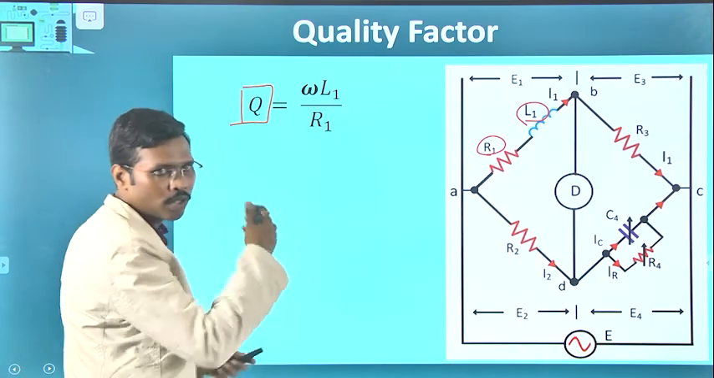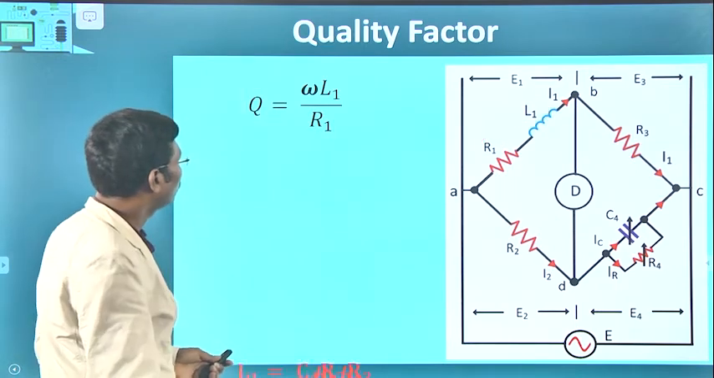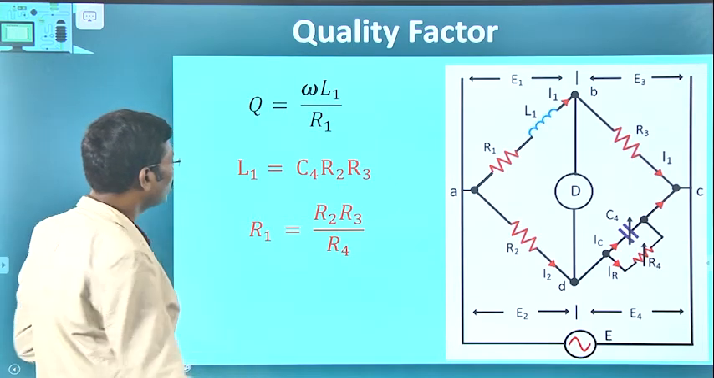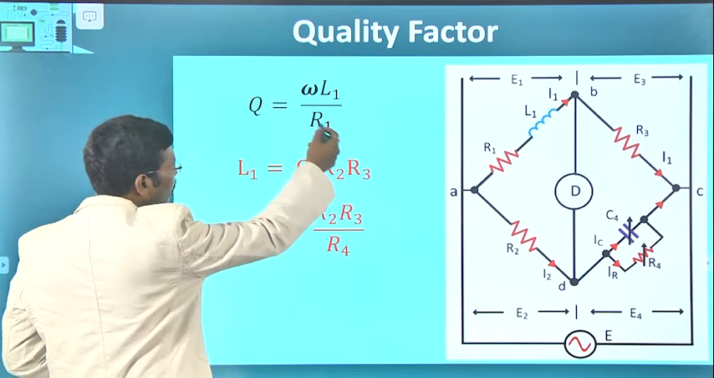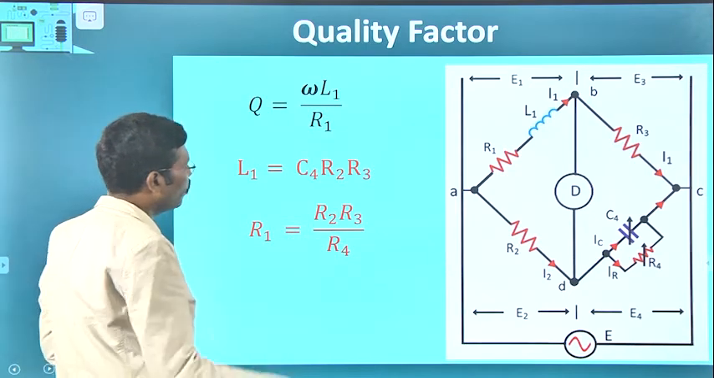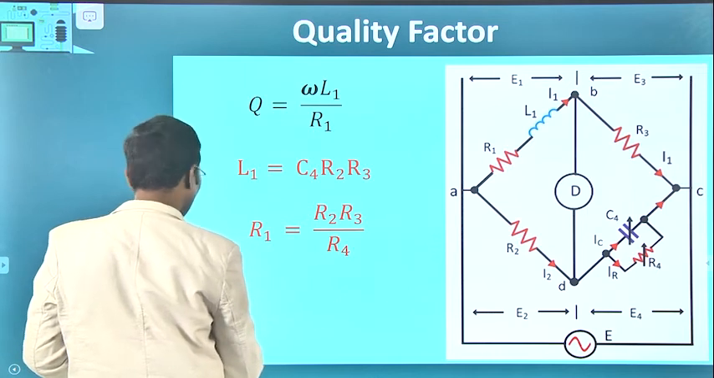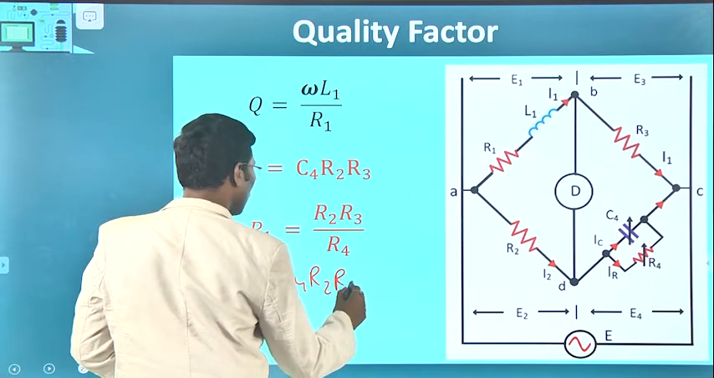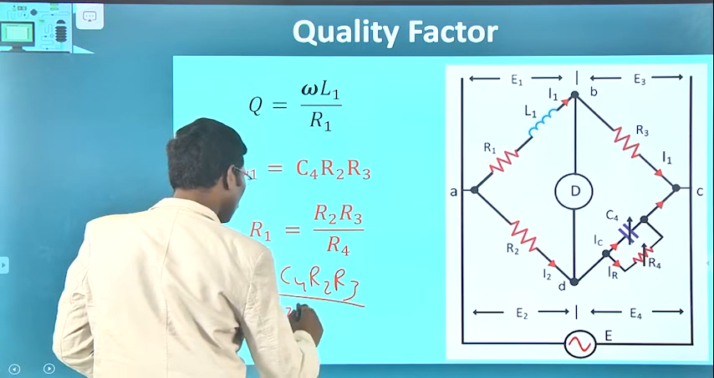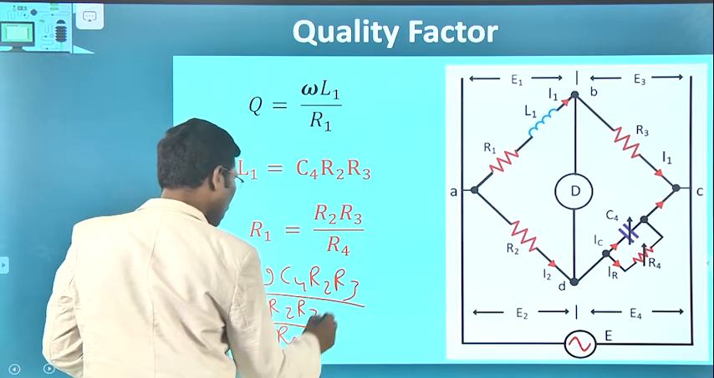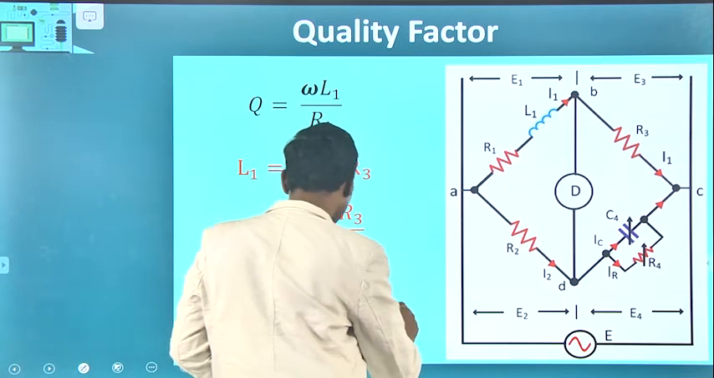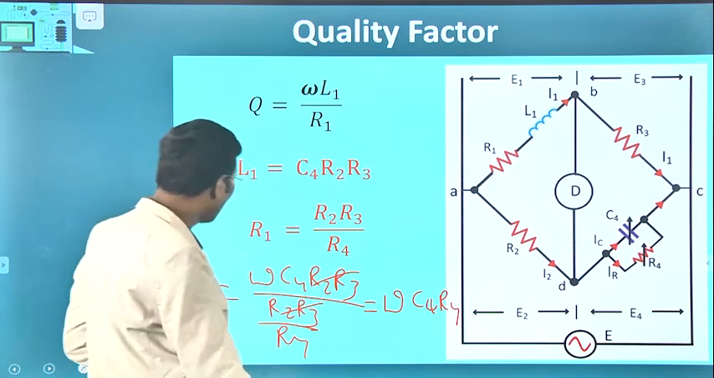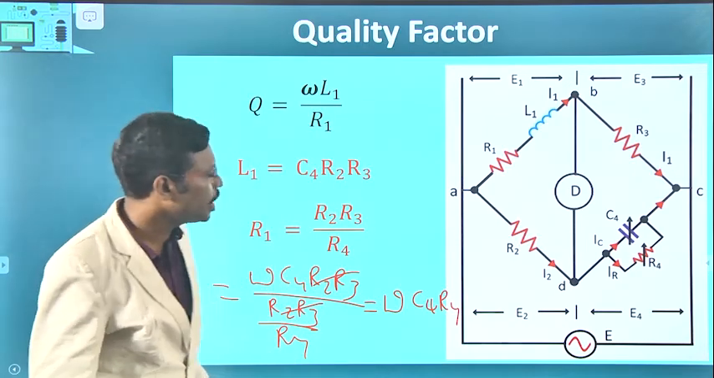Now we will substitute the values of L1 and R1 in this expression. Finally, the quality factor Q is equal to omega into L1, which is C4 R2 R3, divided by R1, which is R2 R3 by R4. If you substitute, you get Q equal to omega into C4 R2 R3 by R2 R3 by R4, where R2 R3 get cancelled. So finally Q will be equal to omega C4 R4. This is the quality factor of this Maxwell inductive capacitance bridge.